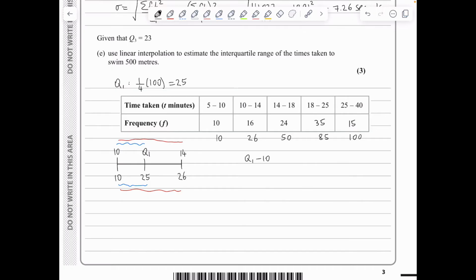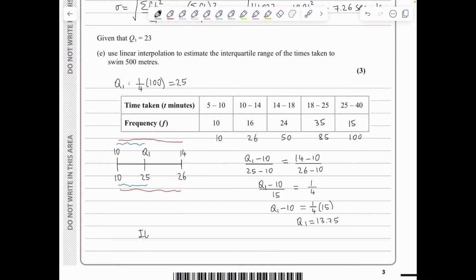Q1 minus 10 over 25 minus 10. So the small opening over the small opening is equal to the big opening, 14 minus 10, over the big opening of 26 minus 10. This leads to Q1 minus 10 over 15 is equal to a quarter. So Q1 minus 10 is a quarter times 15. And therefore we obtain that Q1 is 13.75.